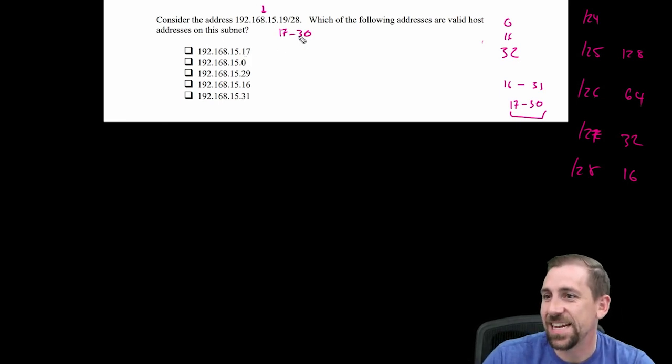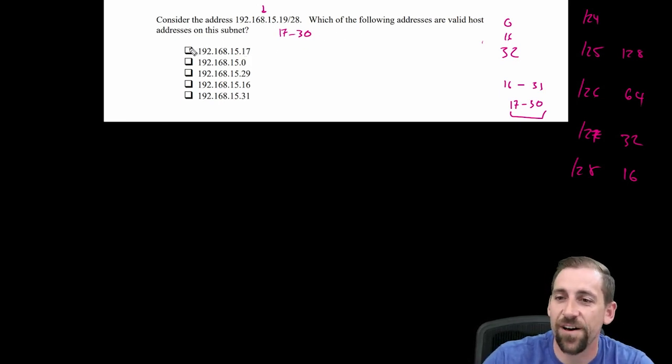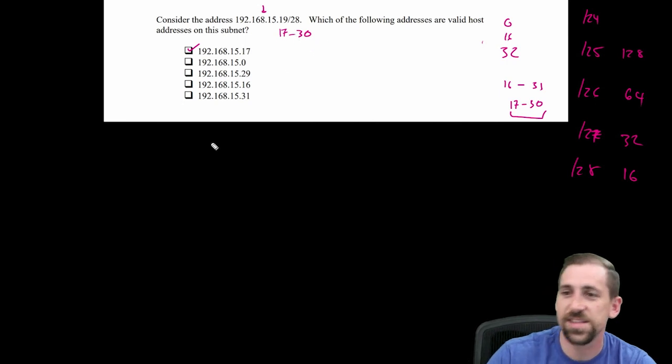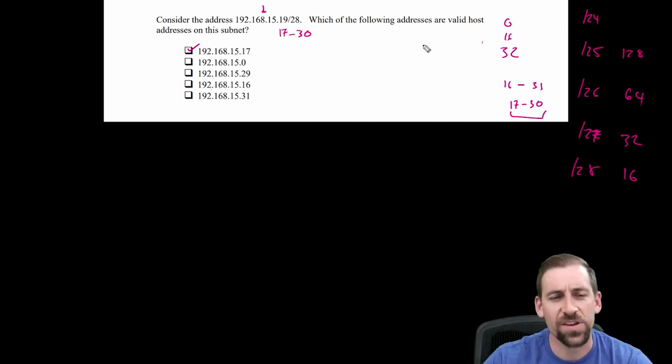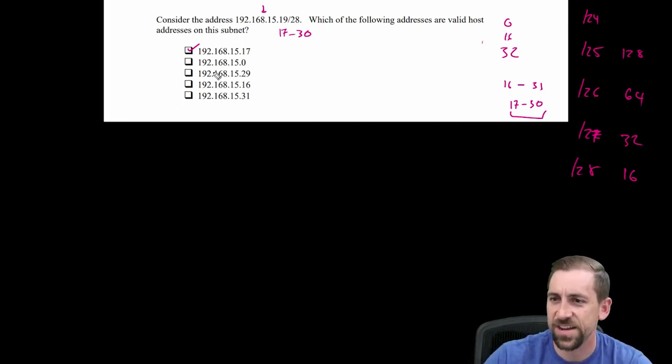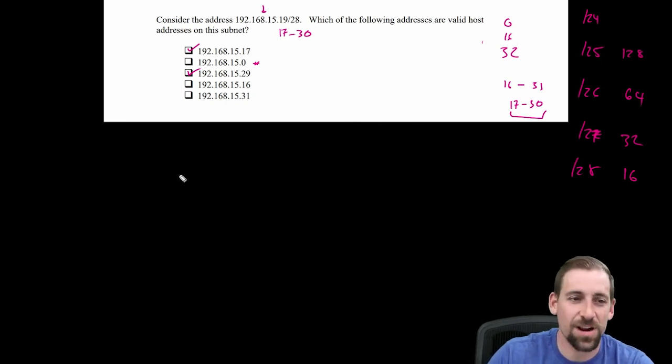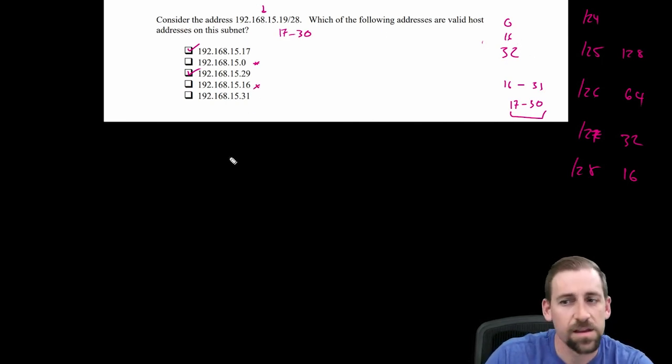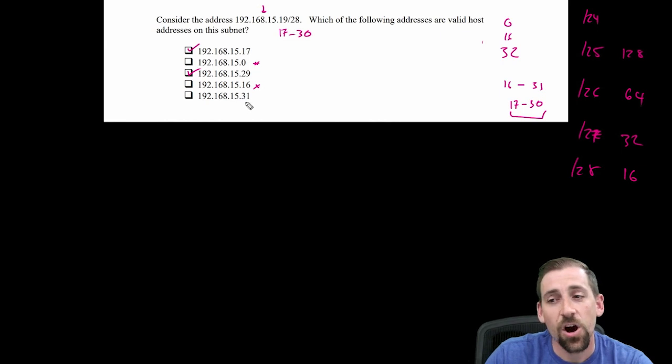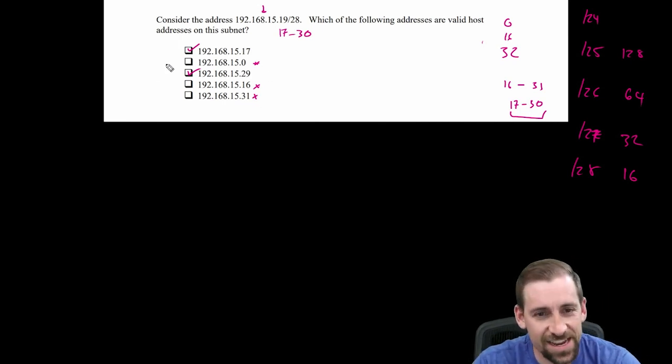192.168.15.17. Is 17 valid? Which of the following addresses are valid hosts? 17 is a valid host in this range that I've defined. And once we do all this work, what I've shown you here, it's actually a pretty easy question. .0 is not valid. .29 is valid. .16 is not valid. That's the network ID. That's not a valid host. And .31 also not valid. That's the broadcast. So there's actually only 2 valid hosts here, interestingly enough.